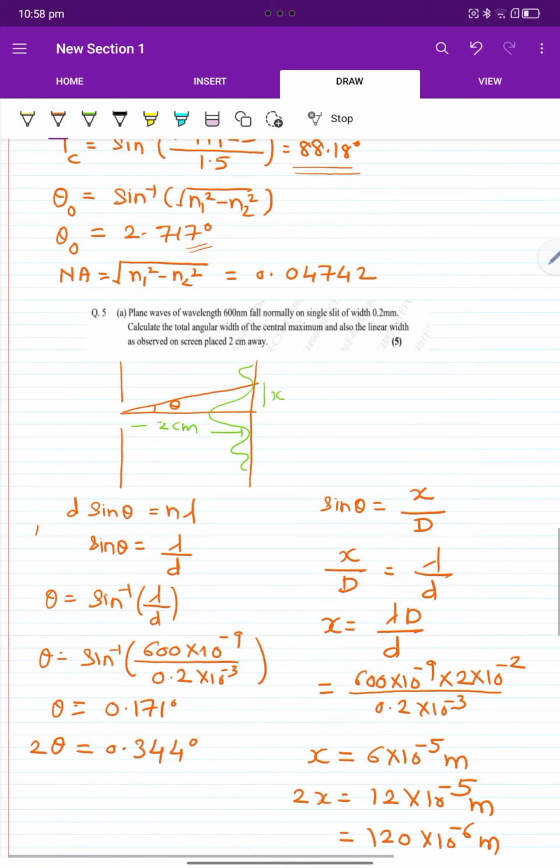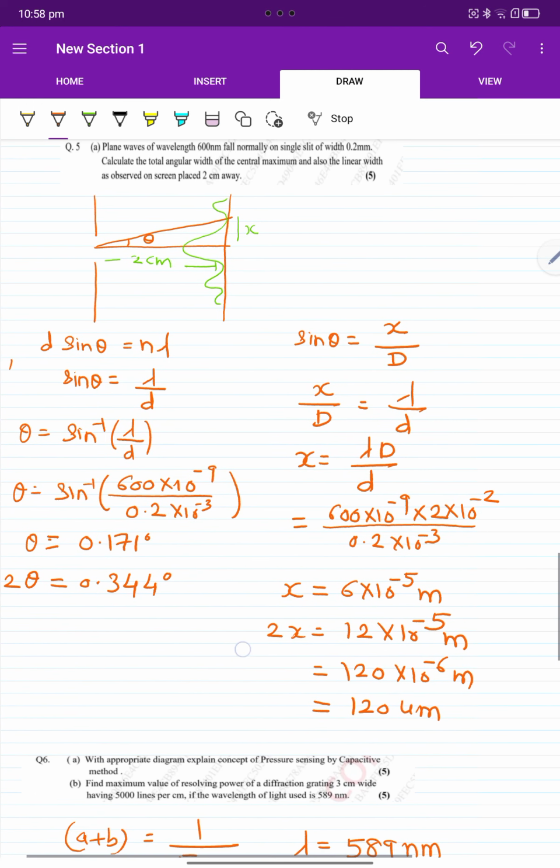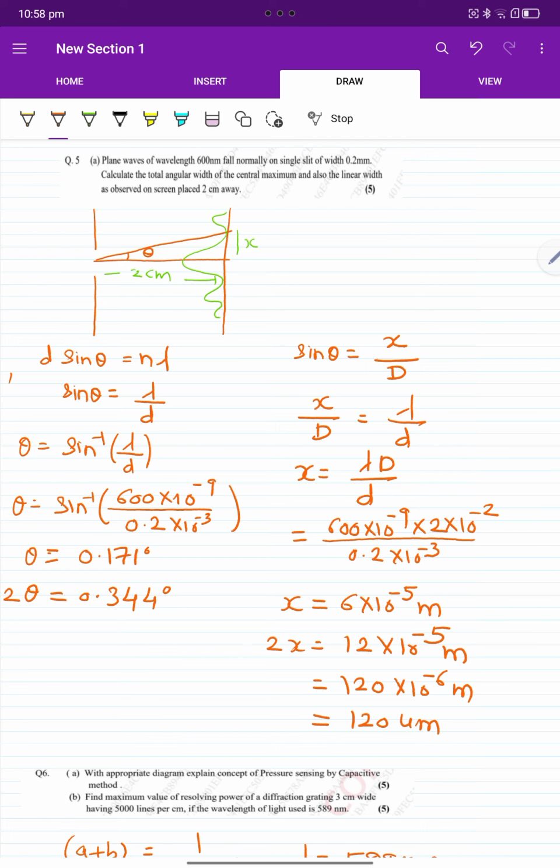Now moving towards the next question, question number 5a, where light of wavelength 600 nanometer falls on a single slit of width 0.2. We need to find the width of the central maxima and also the linear width. We know the formula d sine theta equals n lambda. So I can write sine theta for order 1, where n stands for the various minimum orders. We can rewrite sine theta as lambda upon d, and from this we can find the angular separation. Total angular width will be double of theta, which is 0.344 degree.